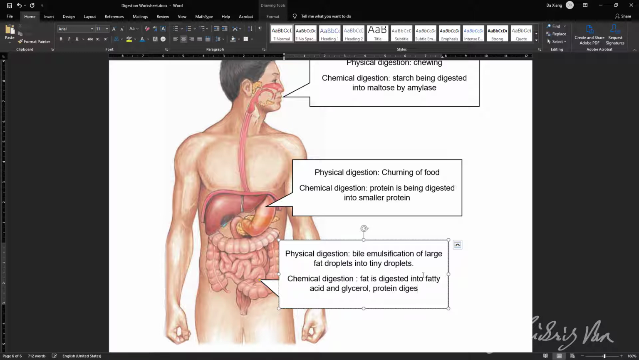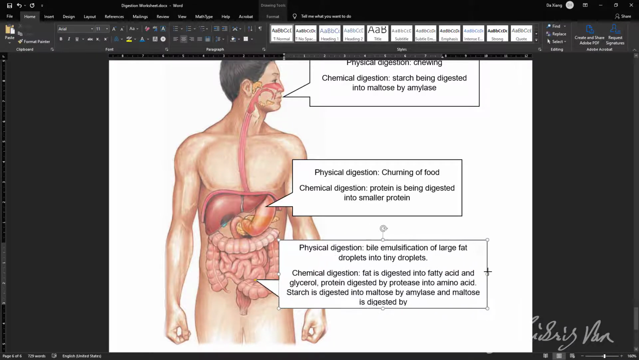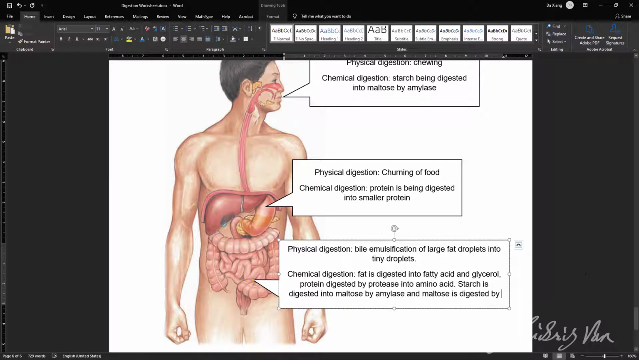Protein is digested by protease into amino acid, and finally starch is digested into maltose by amylase, and maltose is digested by, let me just increase it, okay, maltase into glucose.